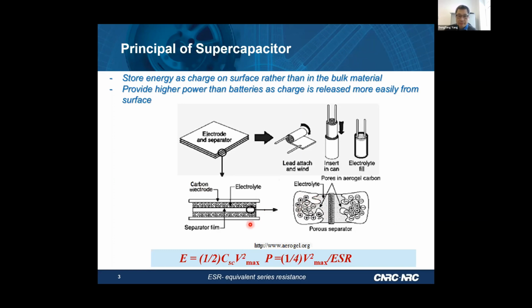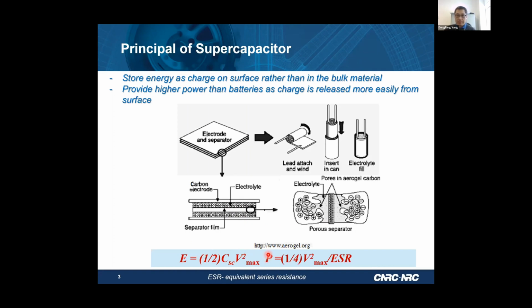The important parameters for supercapacitor are the specific capacitance, which tells you how much surface area you can use to store charge, and the voltage between the 2 electrodes. So, for example, with an aqueous electrolyte the voltage is about 1 volt. If we use organic electrolyte, then it goes up to 2.7 volts. And the energy goes with the voltage squared, so 2.7 squared is about 7 times, which means with organic electrolyte you can store much more energy compared with aqueous electrolyte.